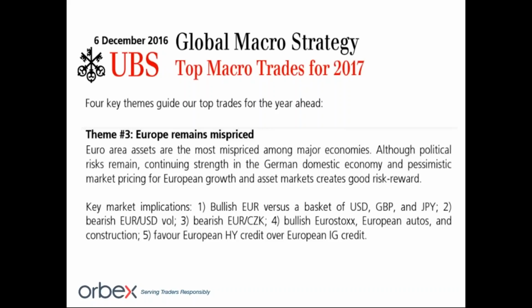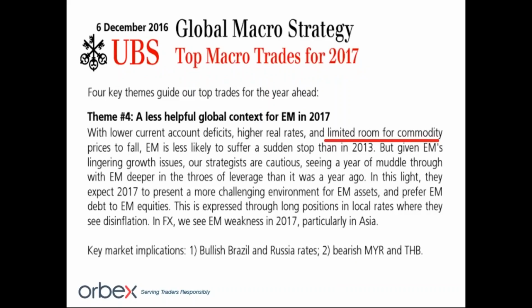Okay. Number two, bearish euro USD here. So you see, that's a different thing. Here, bullish euro versus a basket of USD, GBP, and JPY. But here, euro USD specifically, that's still on the bearish ground. Okay, that's CZK. You need to look that up again. Bullish euro stocks, that's the group of euro stocks. European autos, okay, favor European HY high yield credit over European IT credit. Okay, so not much there, but here theme 4 is a bit more interesting.